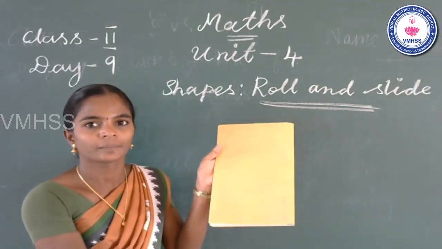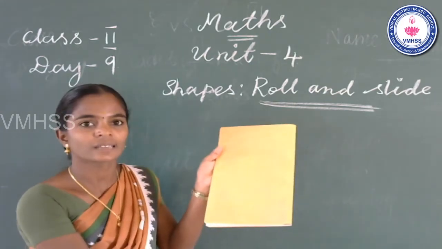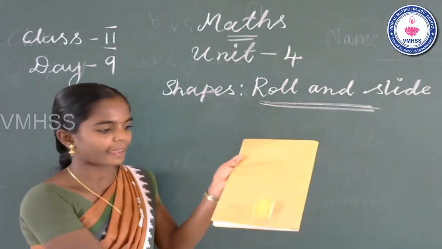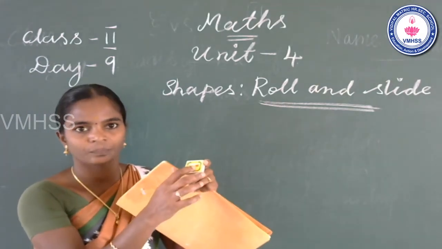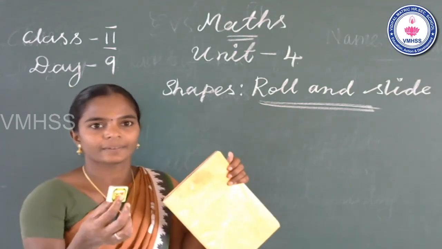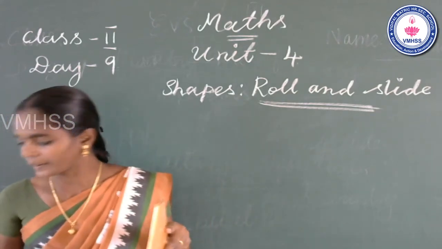Slide or roll? Children, look at me. Is this object slide or roll? Very good. Slide. So, this is a flat face. So, flat surface, it will slide. Children, see the next one.